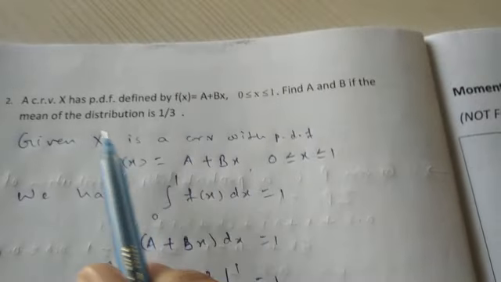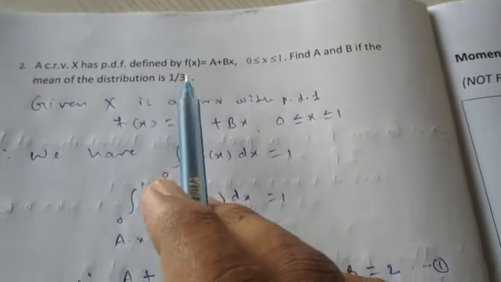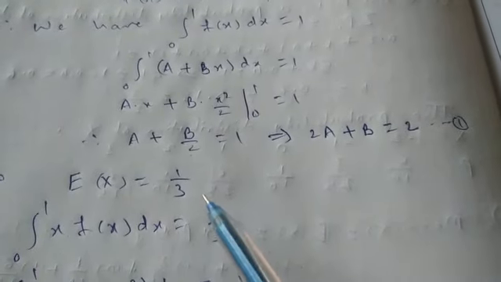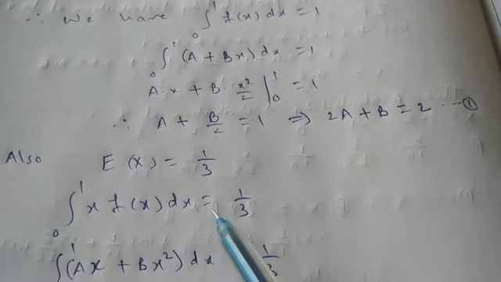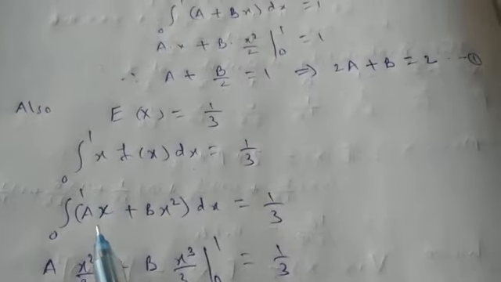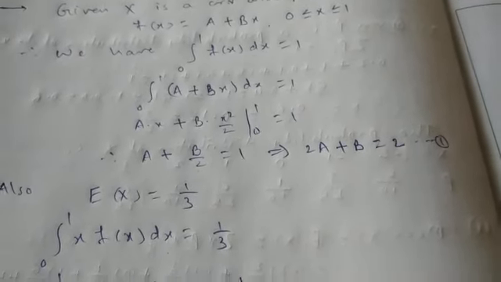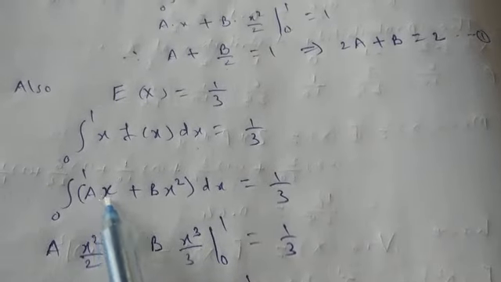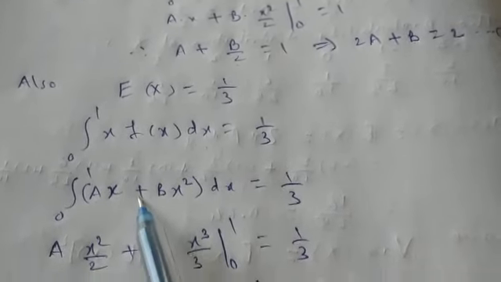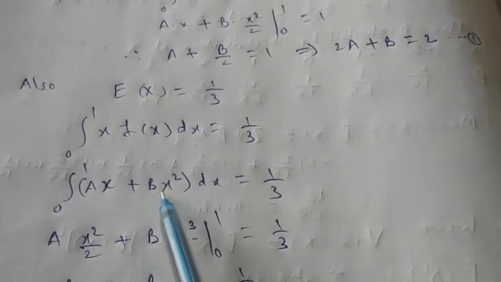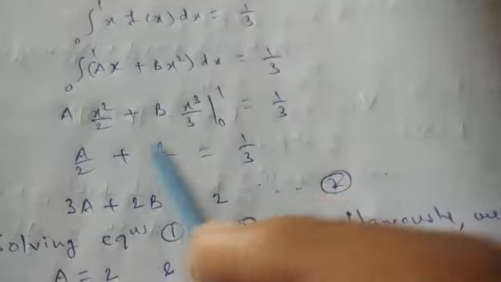Also it is given in the example that the mean of the distribution is 1 by 3, that is, the value of E of x is given. So E of x is 1 by 3, but E of x by definition is integral 0 to 1 x into f of x dx. So x into f of x is a plus bx, so integral of a into x plus b into x square dx equal to 1 by 3. So integration of ax is a into x square by 2 plus integration of bx square is b into x cube by 3. Limits are from 0 to 1, equal to 1 by 3.